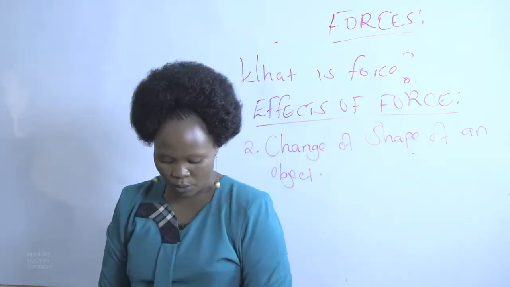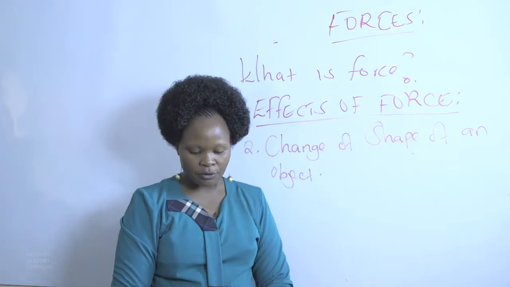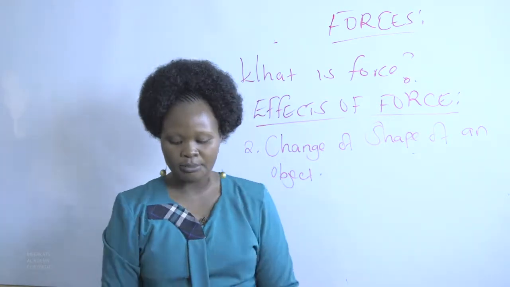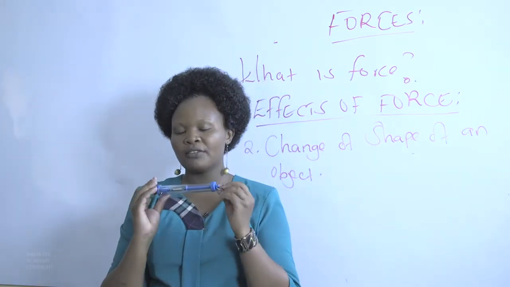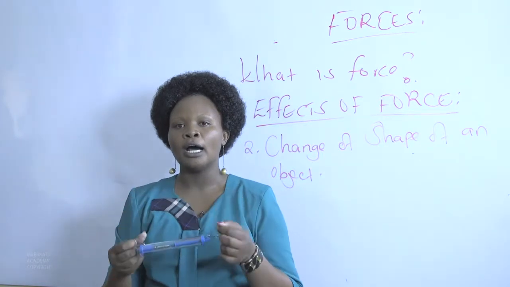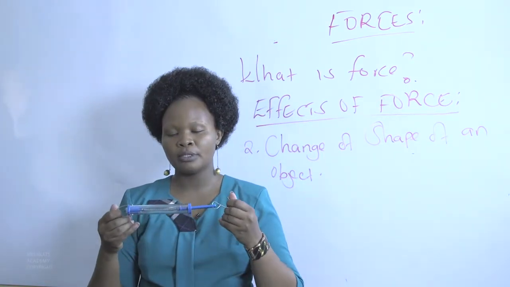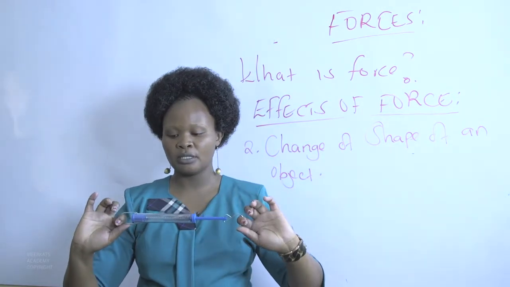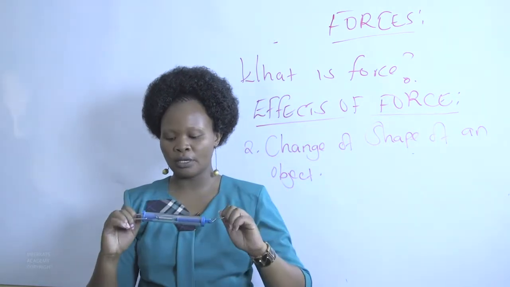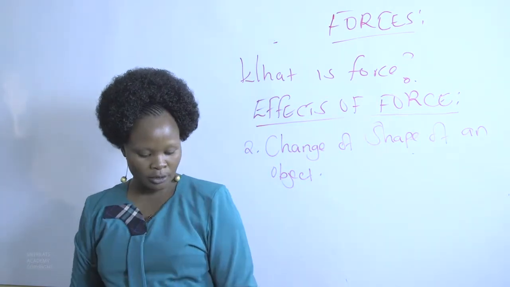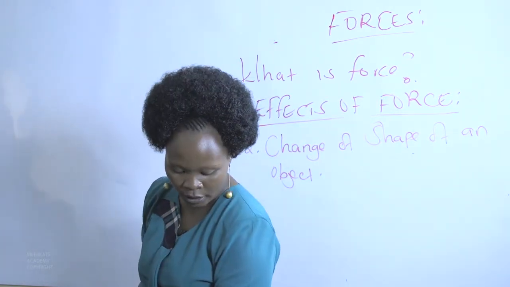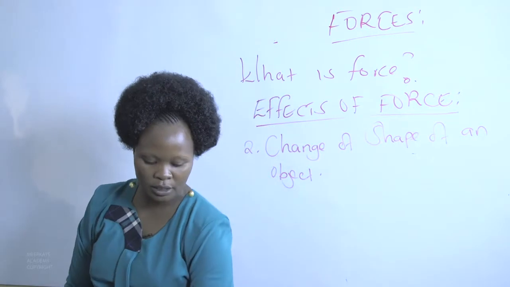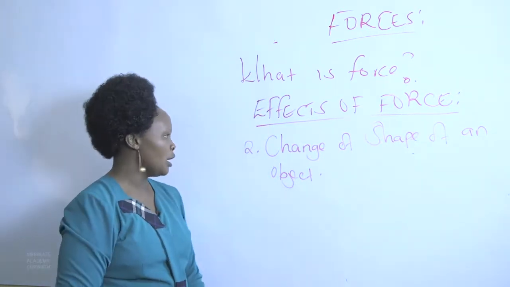The same case would apply if you pull a spring. If you have a spring like this one and you apply a pulling force, what happens is that the length is going to increase, and consequently we can claim to have distorted the spring.